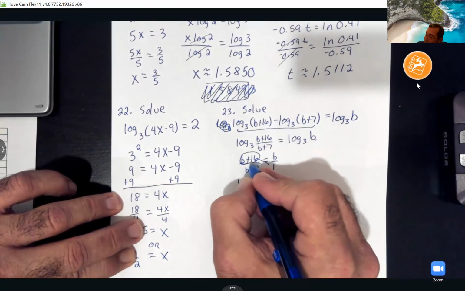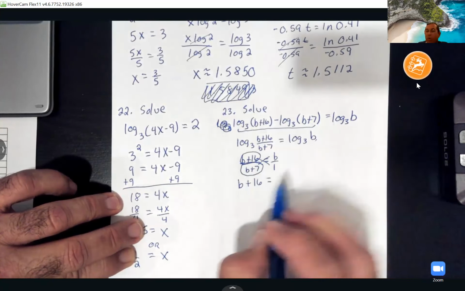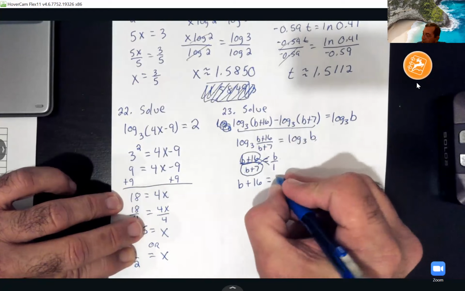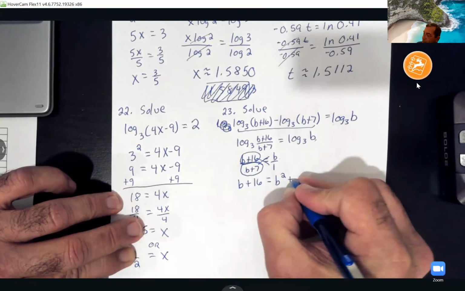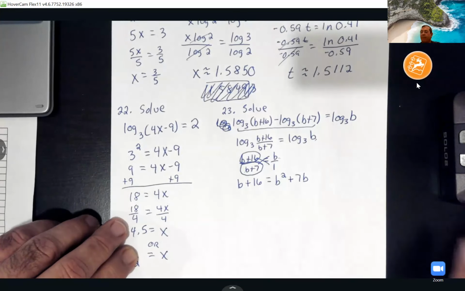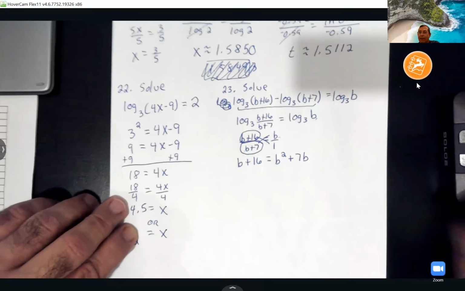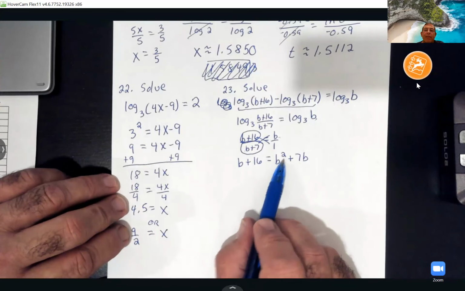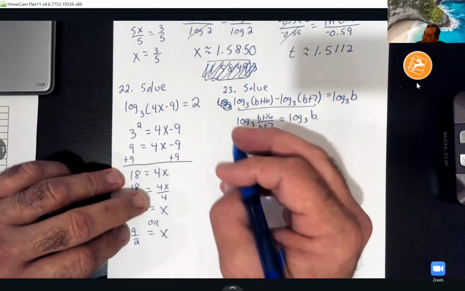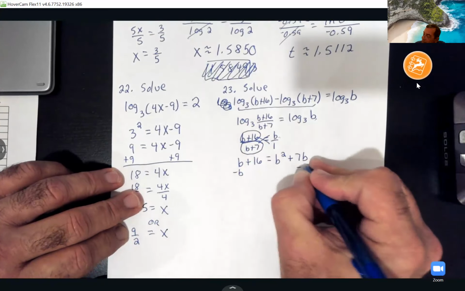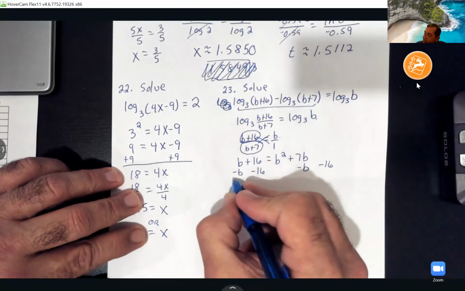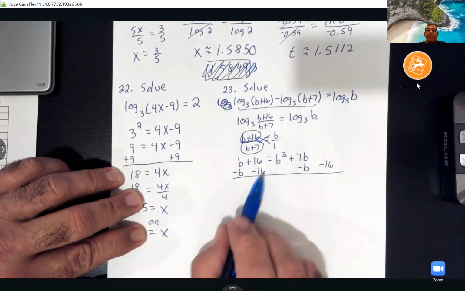On the other side, I'm going to take the b plus 7 and multiply both of them times b. So y'all, b times b is going to give us a b squared plus 7 times b is a 7b. So let's see. This is quadratic because of that b squared. So we need everything on one side equal to 0. So what you got to do now is subtract b from both sides and subtract that 16 from both sides. That way on the left side, I now have a 0.